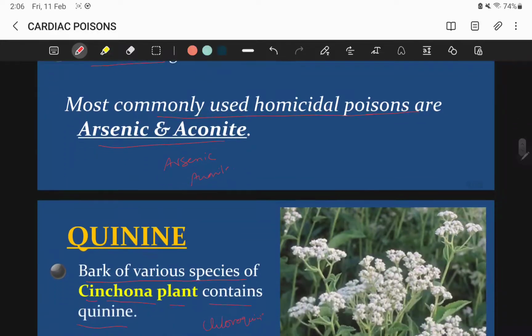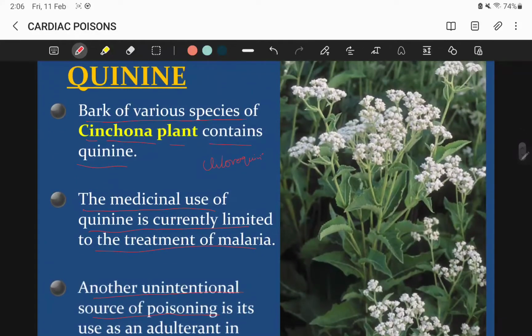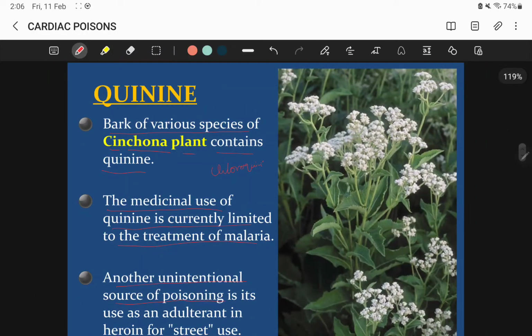Next thing is quinine. Okay, so quinine comes from a plant, right? It is known as the cinchona plant. Okay, it is the bark from various species of cinchona plants containing quinine. So quinine is also used for making anti-malarial drugs, right? So that is also important. The medical use of quinine is currently limited to the treatment of malaria. Okay, you should also know that.